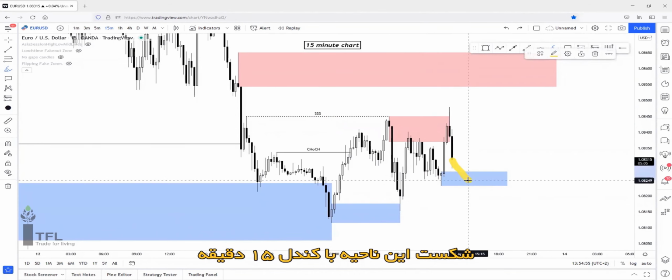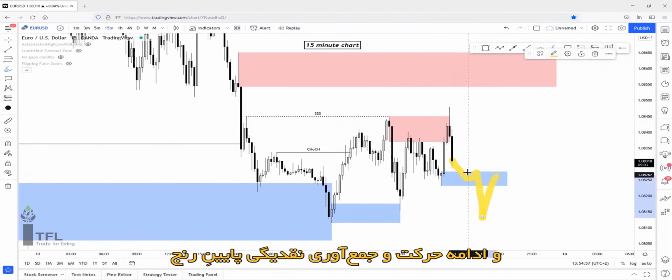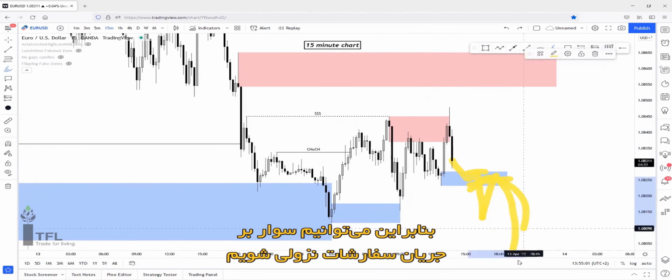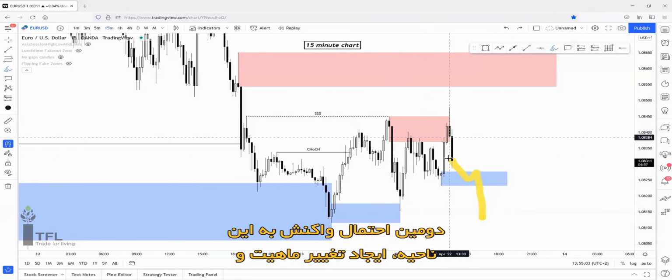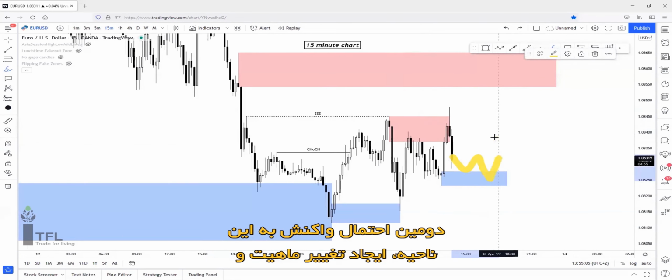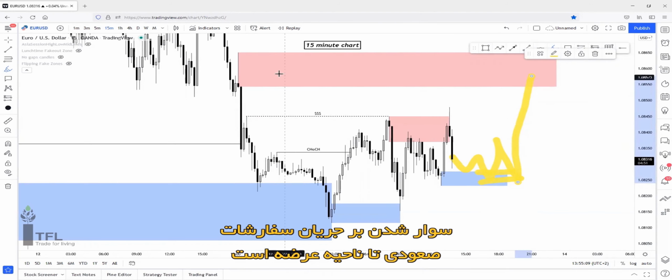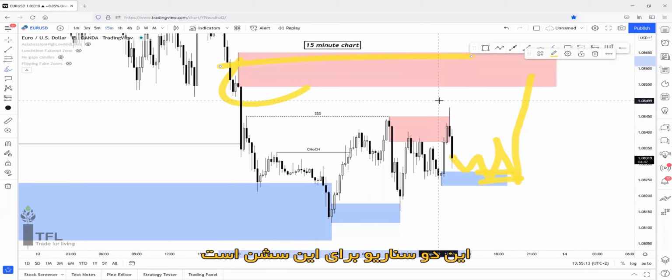The first one is the break of this zone with a 15-minute candle and the continuation and the sweep of the downside range. So we'll be able to write the expectation of downside order flow. Second possibility is the reaction on this zone, change of character, and expectation order flow riding after this supply zone here. These are the two possible scenarios for this session.